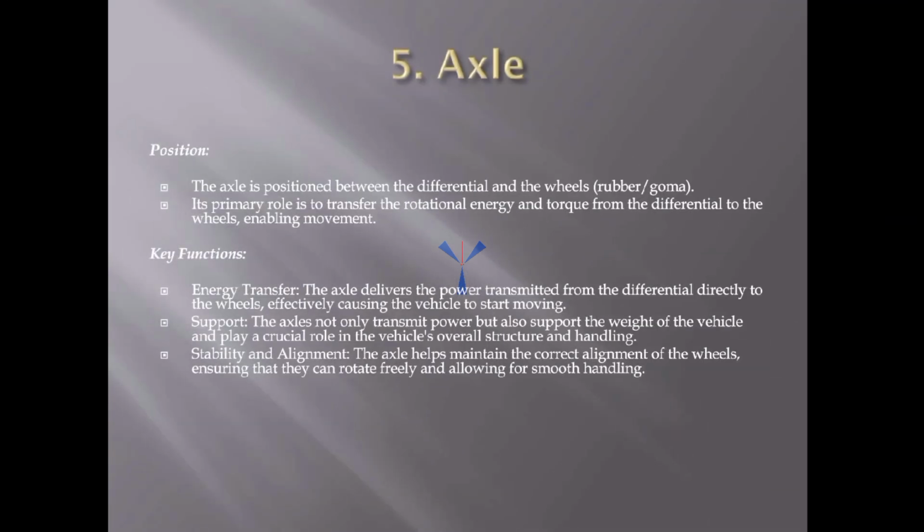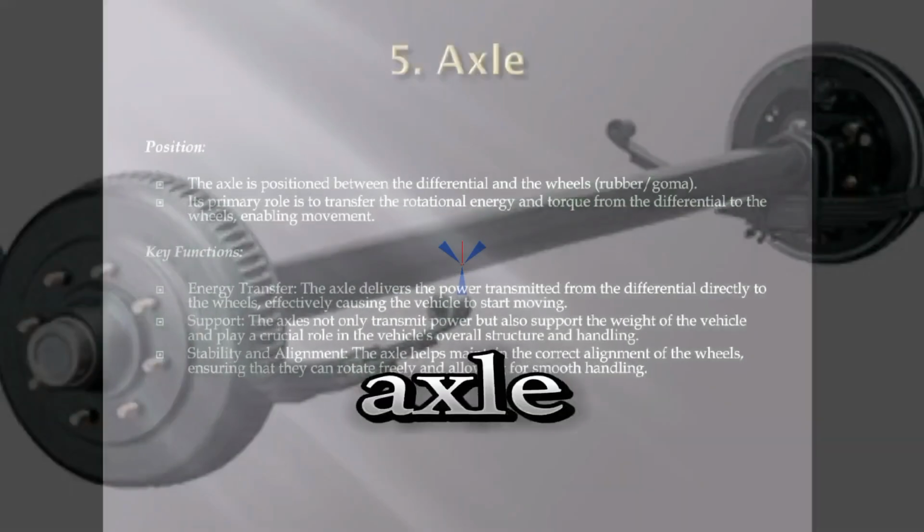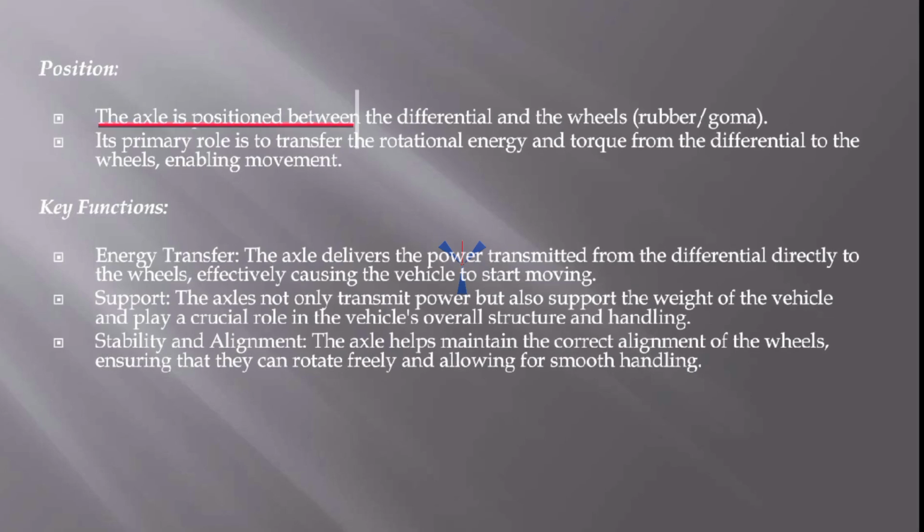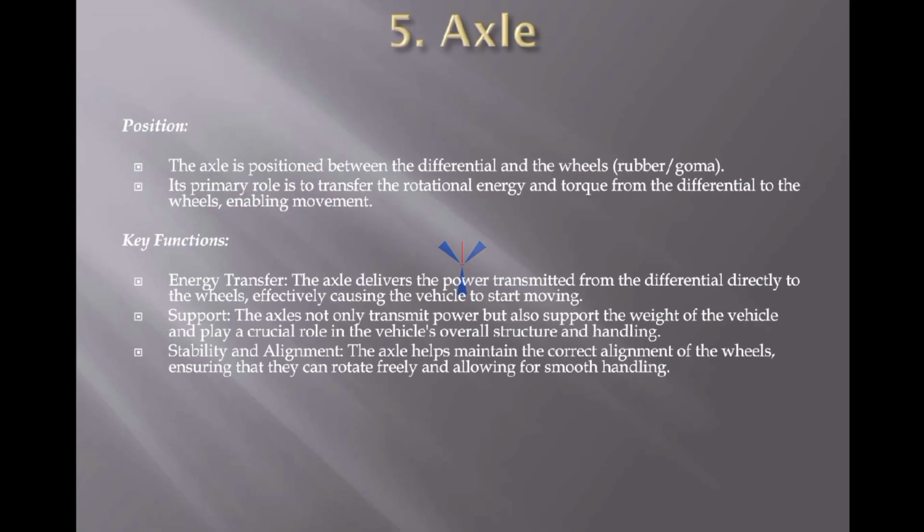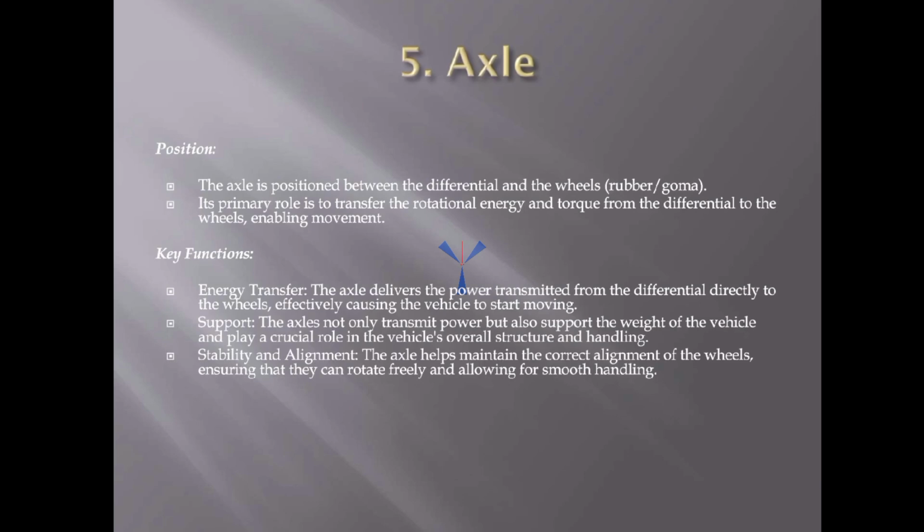And finally, the last component of the power transmission unit is the axle. The axle is positioned between the differential and the wheels. Its primary role is to transfer the rotational energy and torque from the differential to the wheels, enabling movement. So its first key function is energy transfer. The axle delivers the power transmitted from the differential directly to the wheels, effectively causing the vehicle to start moving.